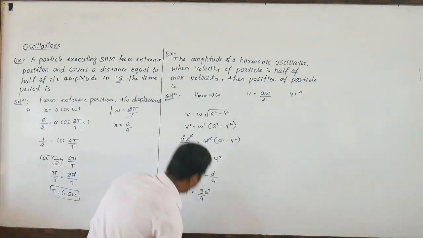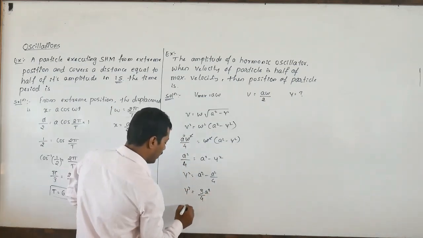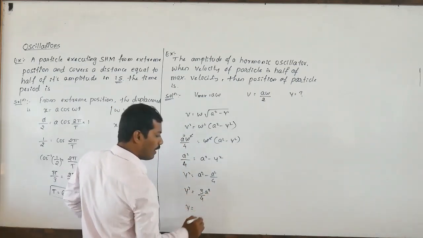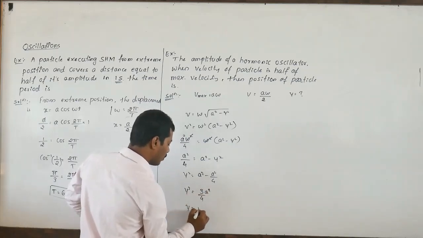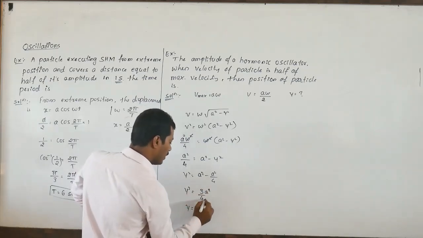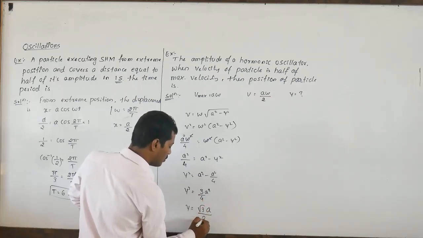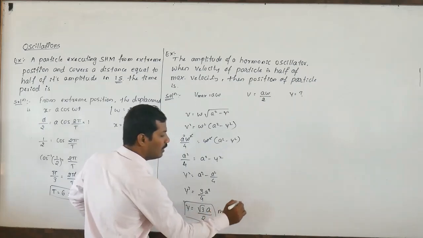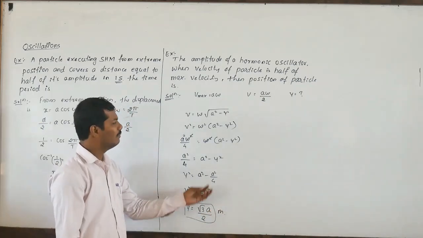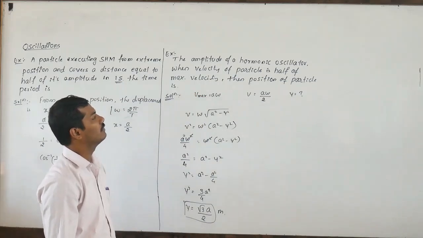The next is like this. Then y square is there, we want y, so it becomes root of 3 a square root, that is a divided by root of 4, which is 2. This is the answer for the displacement. Very simple problems are there by using this one.